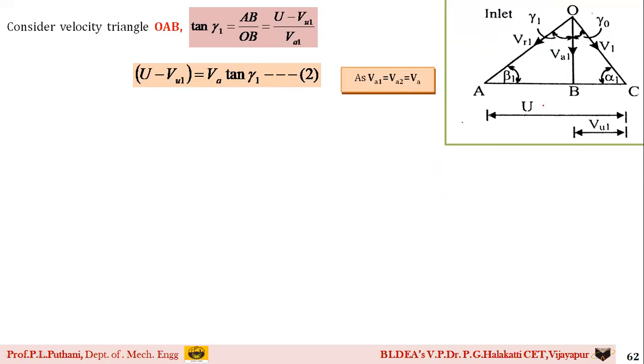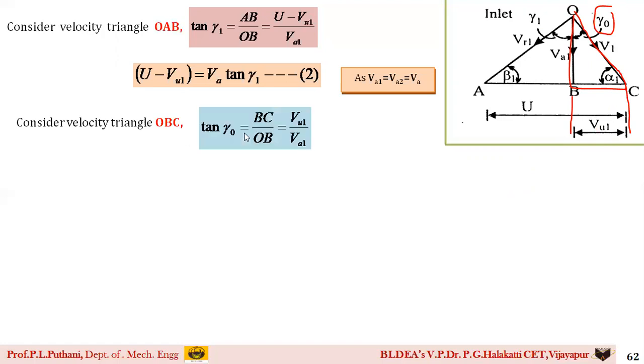Similarly, now I will write for the other right angle triangle, that is OBC, which is making the angle gamma naught. So tan gamma naught is equal to BC divided by OB. BC value we directly have here. Its length is VU1, and OB is VA. So directly I can write for triangle OBC, tan gamma naught is equal to BC by OB, which is equal to VU1 by VA, or VU1 is equal to VA into tan gamma naught. That is my equation number 3.